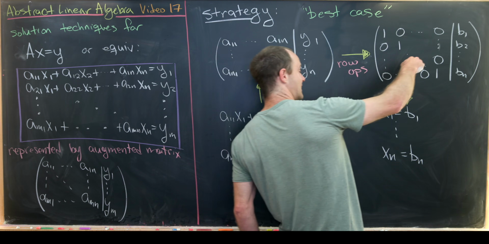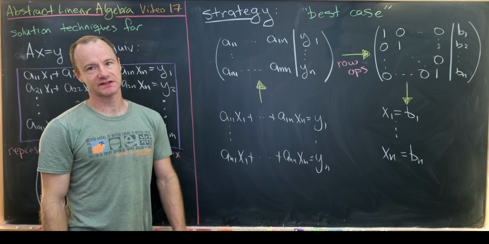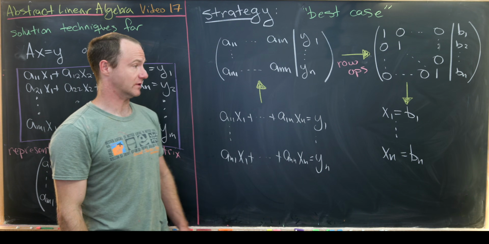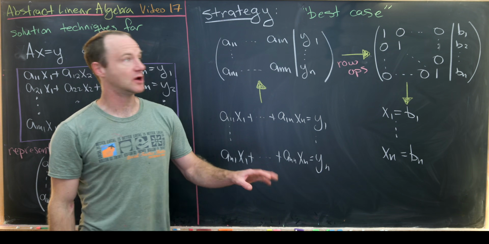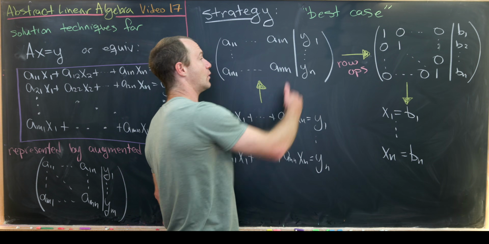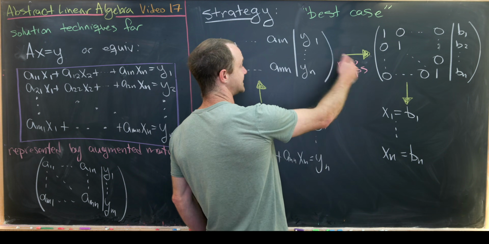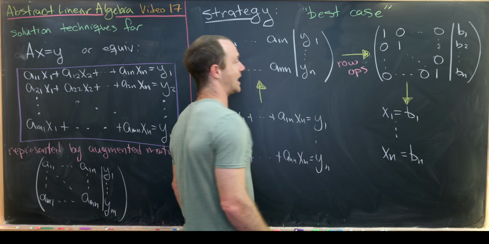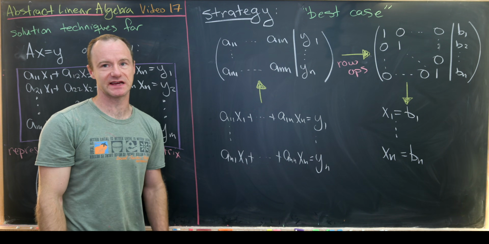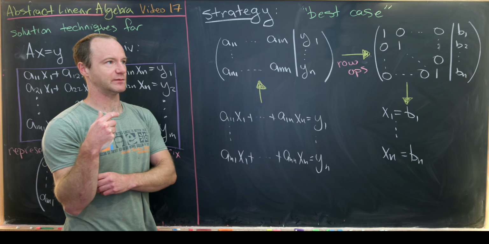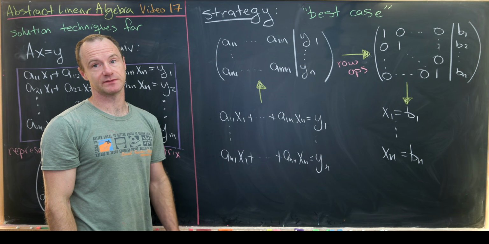Then you turn that back into a system of equations. But now the system of equations is quite simple. You just have x1 is equal to b1, xn is equal to bn, where the y's turn into the b's by whatever row operations you apply right here. Like I said, this is the best case scenario, but in our examples, we'll look at cases where this doesn't happen. Okay, let's maybe jump into some examples.